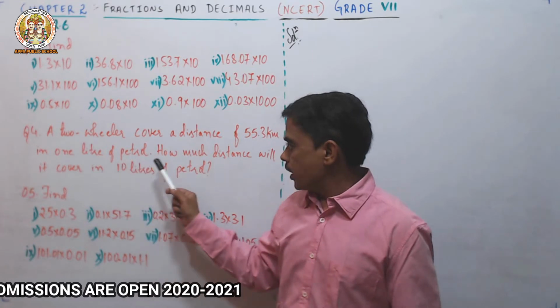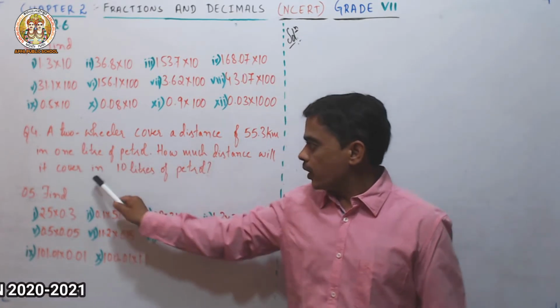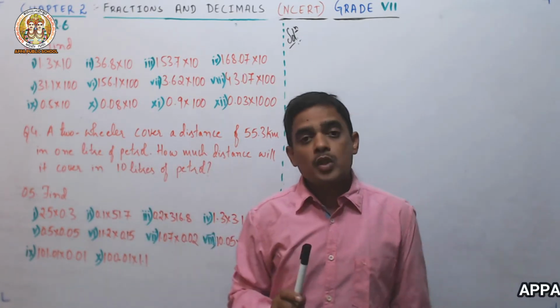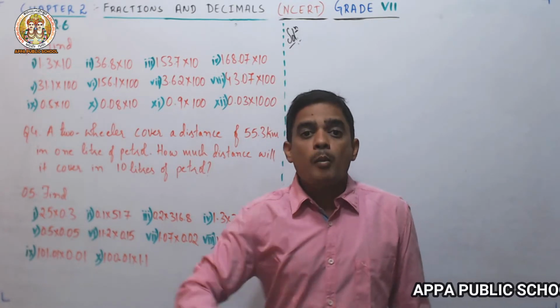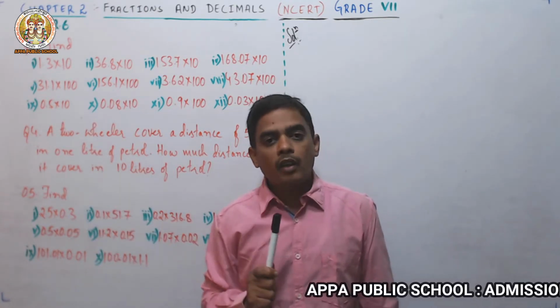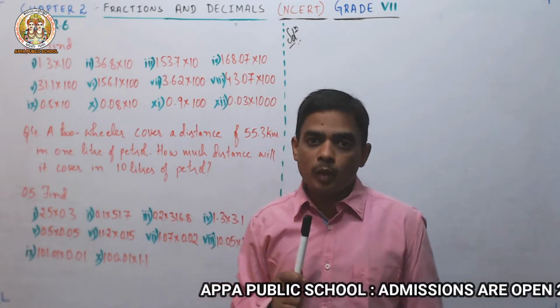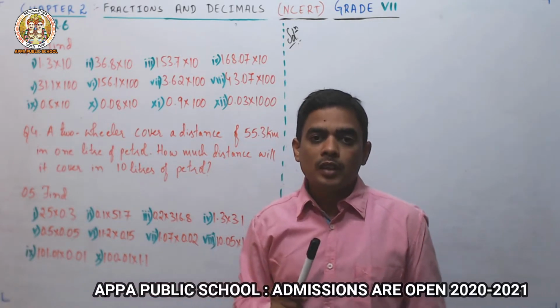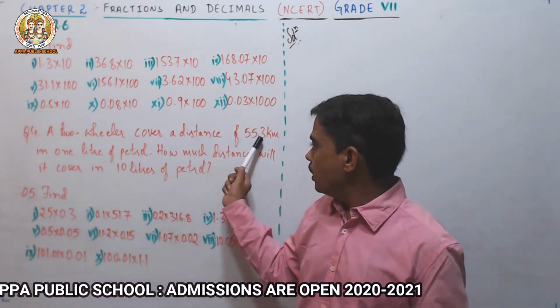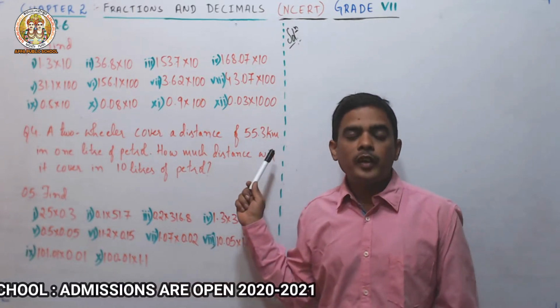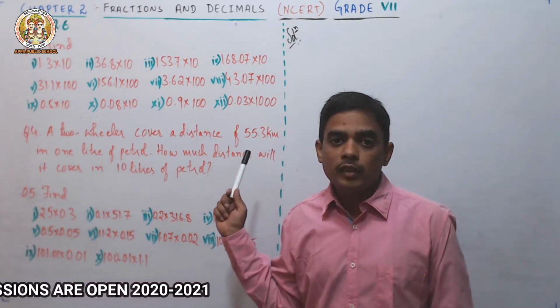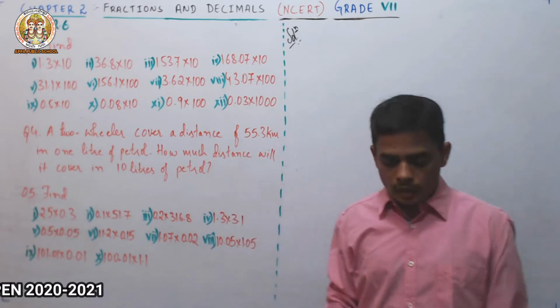What is the next one? How much distance will it cover in 10 liters of petrol? Suppose if you put 10 liters of petrol, how much distance will you cover? In 1 liter of petrol, you will go 55.3 km. If you put 10 liters, what do you do? You multiply 55.3 with 10. It will be equal to 553 km. Simple. Okay, I'll solve here.